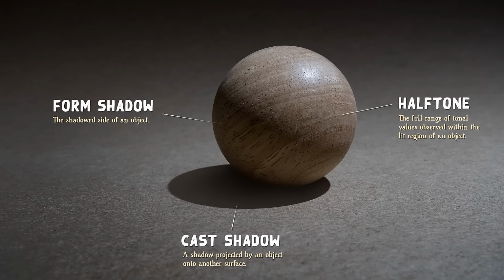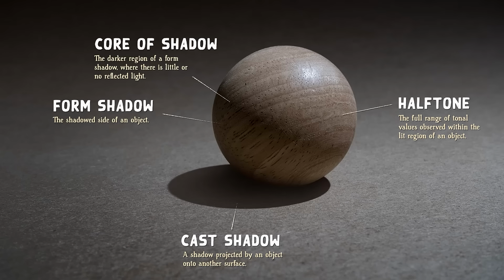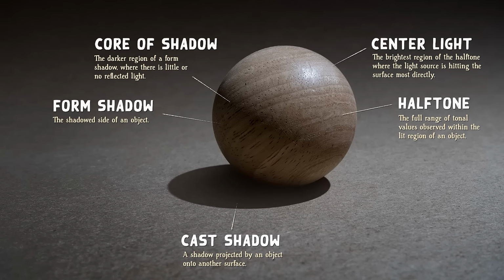Halftone describes the full range of tonal values observed within the lit region of an object. Depending on the material and local color of the object, halftones can be quite dark in value, but never as dark as regions in shadow. The darker region of a form shadow is known as the core of shadow. I will typically just refer to it as the core shadow. It's darker because these planes are facing away from reflected light that illuminates other regions of the shadow. The brightest region of the halftone where the light source hits the surface most directly can be referred to as the center light. These brightest halftones will appear on planes that face the light source most directly.